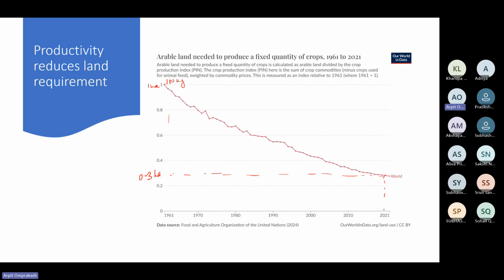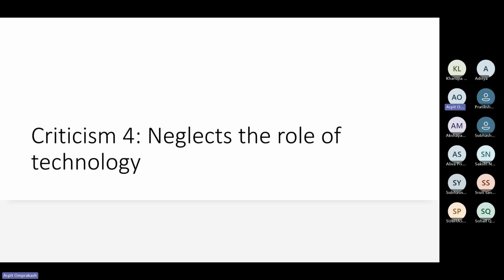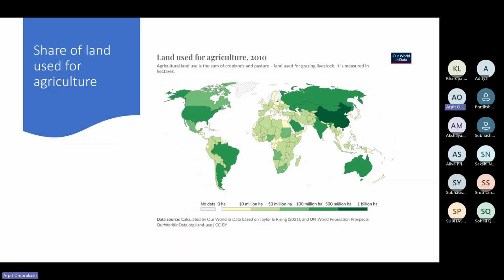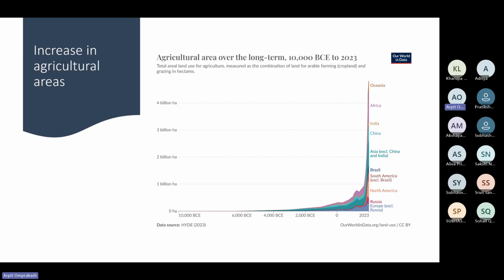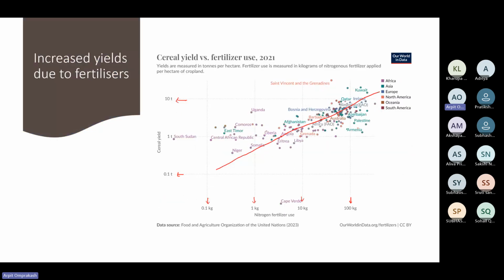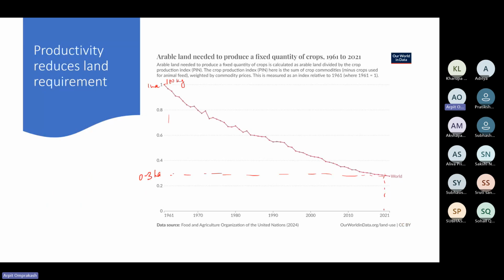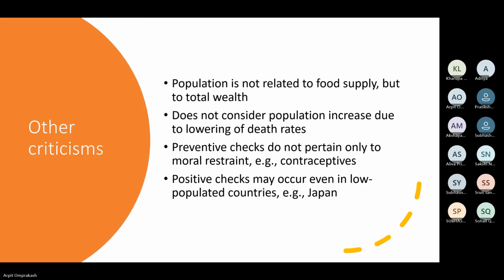Right. But this does not mean that the amount of land that we are using for agriculture is decreasing. The amount of land that we are using for agriculture is increasing, as we saw here. So the area that we are using is increasing over years, and also the productivity is increasing. So we are producing more and more crops from the same amount of area that we had before, because our demands are also increasing.